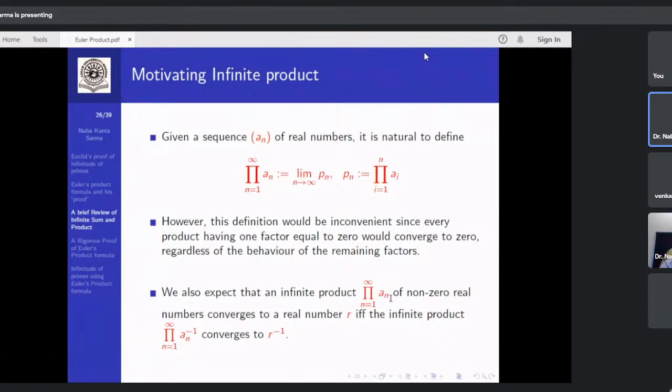Even if some a_n are non-zero, we have seen that the limit can be 0. But if the limit can be 0, then what will happen to this 1 by 0? This 1 by 0 will become undefined. So some problem is there when the limit becomes 0 or when the terms are 0. So there are two cases we have to take care of. What will happen if some terms of the sequence a_n are 0? And what will happen even if none of the a_n is 0, but the sequence of partial products P_n goes to 0? These two facts we have to take care of.